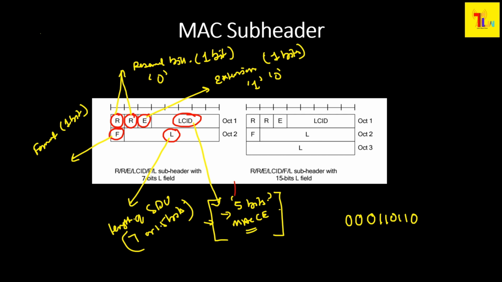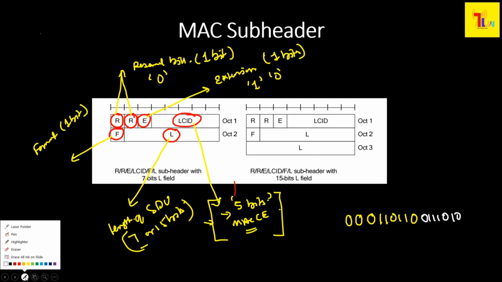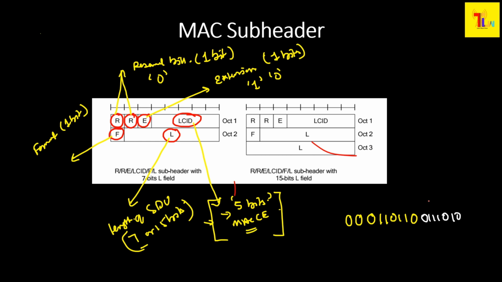And L depends upon the size. Let's take an example with 7 bits, so let me change the color so that you can differentiate. Go with the 7 bits: 0111010. This is 7 bits of information. Suppose it is 15, so let's go with 15 also. This is the 7, let's add 8 more: 11110111. This is 8 bits and this is 7, so this is the example of 15 bits also.